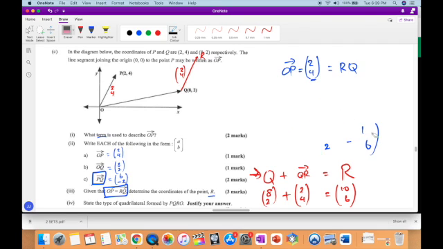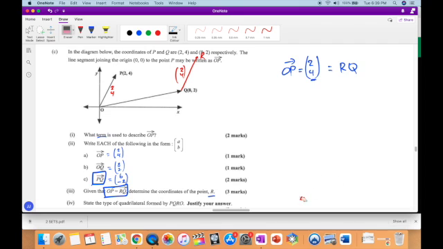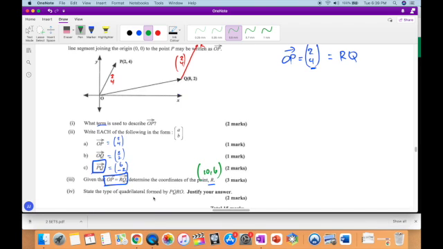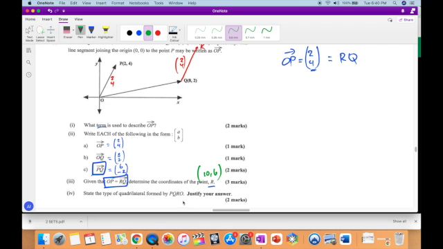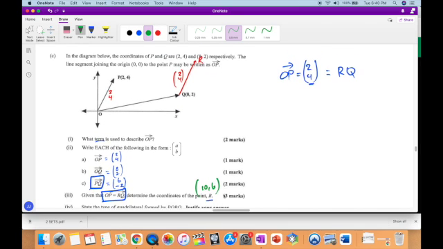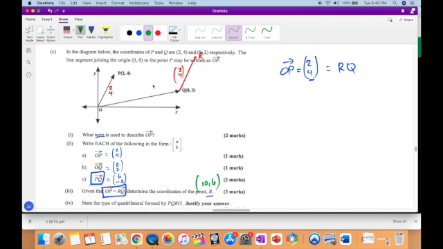So we have the point R, and the point R is 10, 6. Okay, so the point R is 10, 6. So state the type of quadrilateral formed by P, Q, R, and O. 2 marks. Justify your answer. P, Q, R, and O.